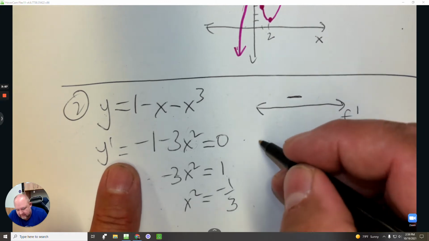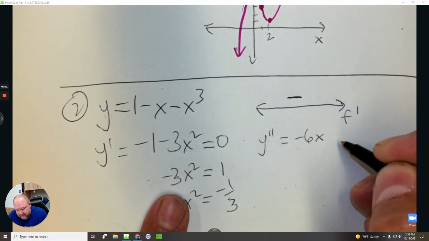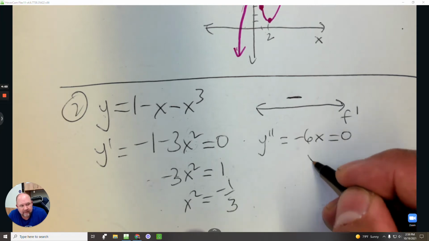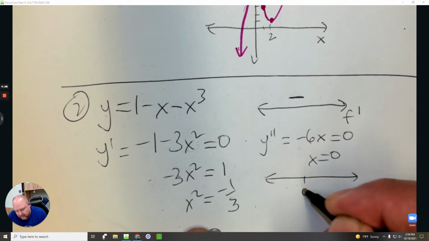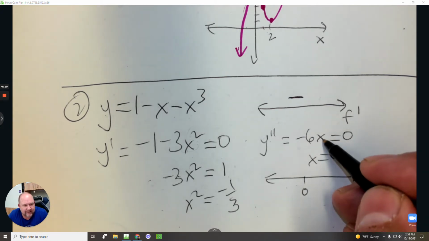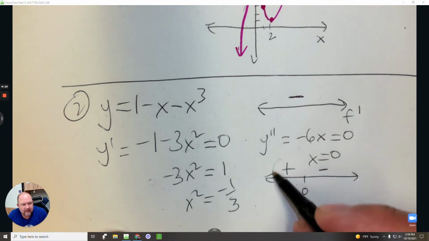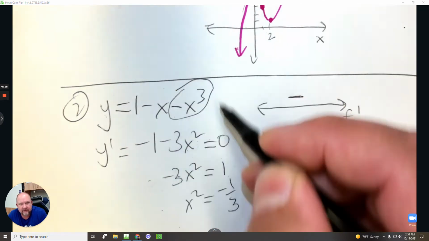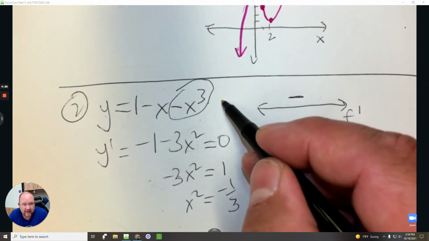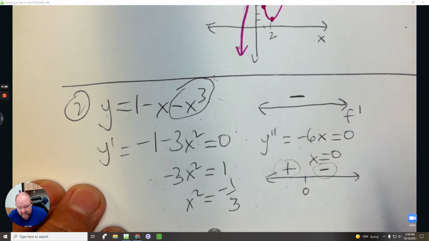When I take the second derivative, there are no turning points. It's negative 6x, make it equal to 0, and x equals 0. So the concavity has one point of inflection. If I put in a negative number, it's positive and then negative. So it's concave up and then concave down. Again, the power term is negative x cubed. So the right end goes down and the left end goes up. And now we're going to sketch that.